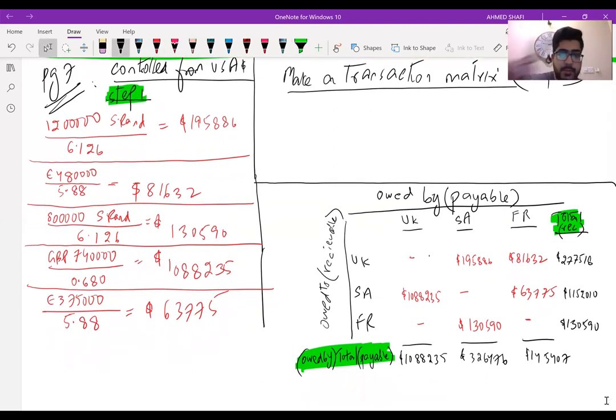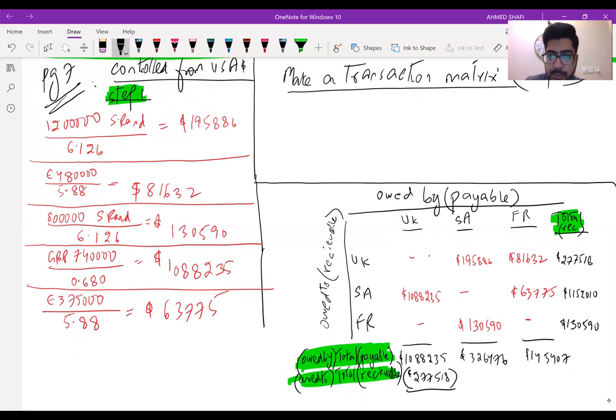Last step which you have to do is, you have got the total of payable, you have got the total of receivable. Deduct the total of receivable or owed to from the total of payable. So total payable of UK was 1088235. Total receivable was 277518. Deduct us.